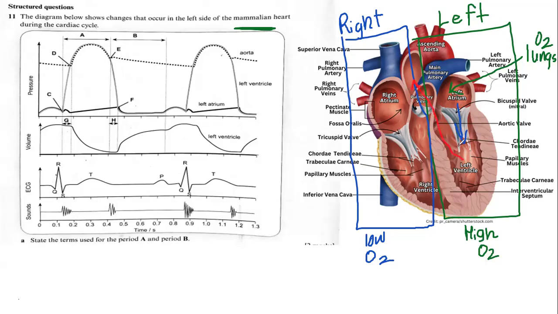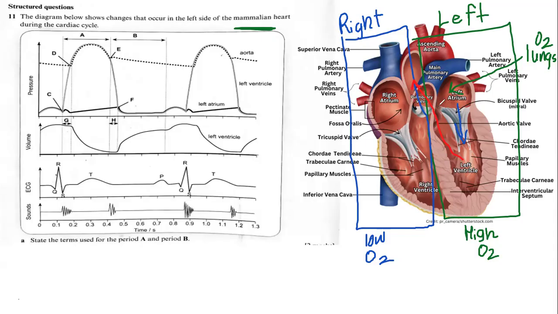So Haley, what's happening in the red arrow? The blood is going to the aorta. Yeah, aorta. So from where? From the left ventricle to the aorta, right? Yeah.